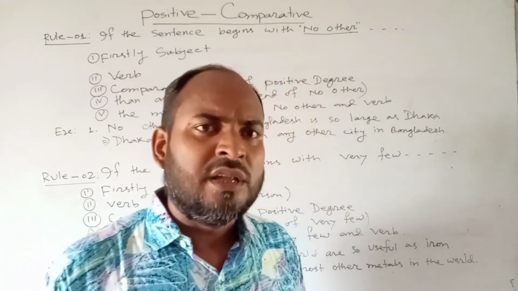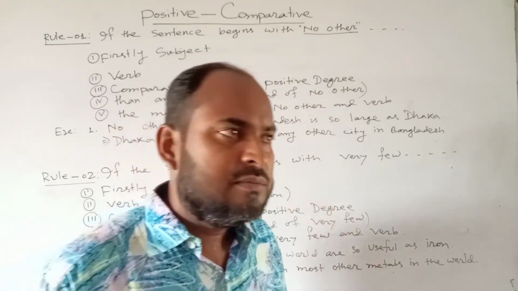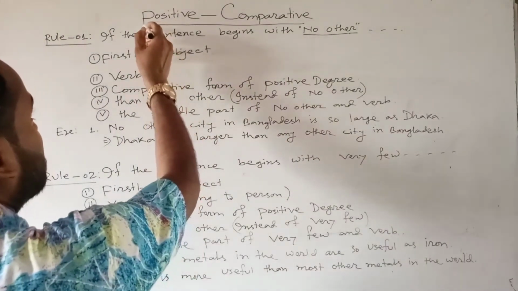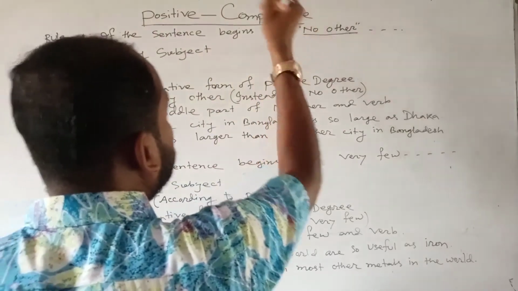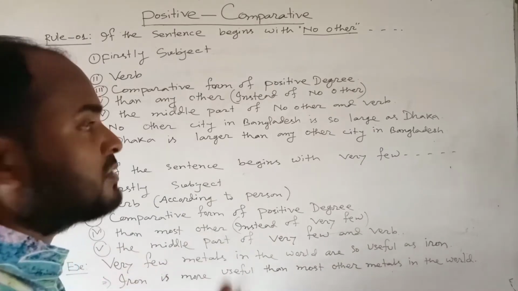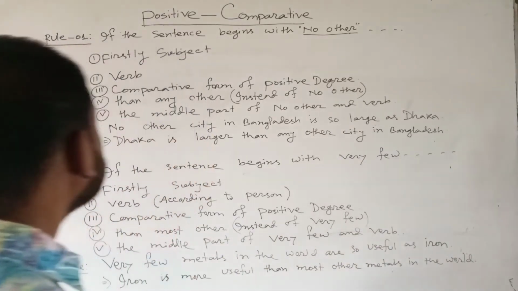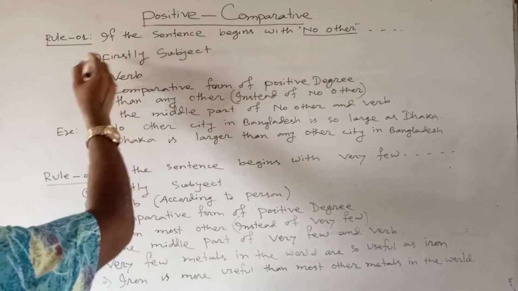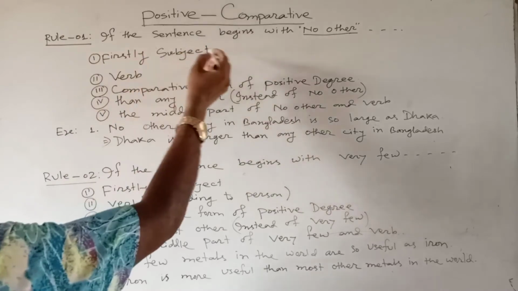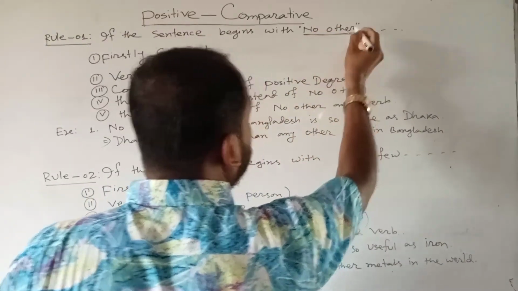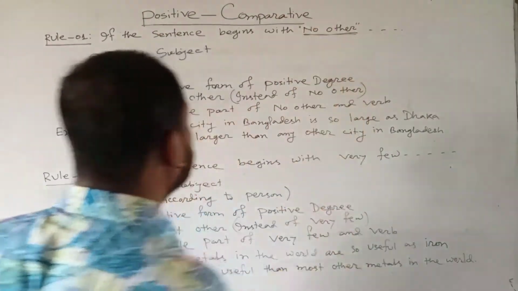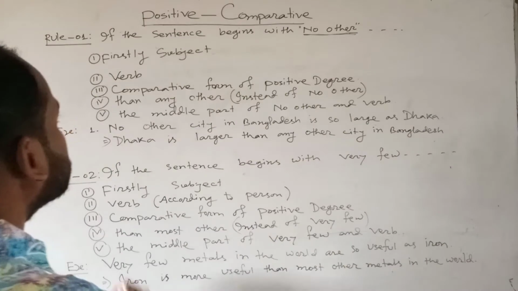My dear learners, now I am going to teach transformation of sentence, especially how to transform the positive degree into the comparative. Look at rule number 1. If the sentence of positive degree begins with no other, then you have to follow the instruction.